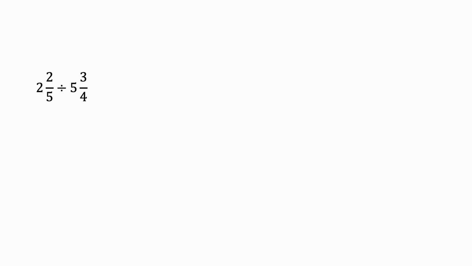Let's look at this one here. So we've got two mixed numbers. So as always, we have to convert the mixed numbers into improper fractions. So let's look at 2 and 2/5. 2 times by 5 is 10, add 2 is 12. 5 3/4. 5 times 4 is 20, add 3 is 23.